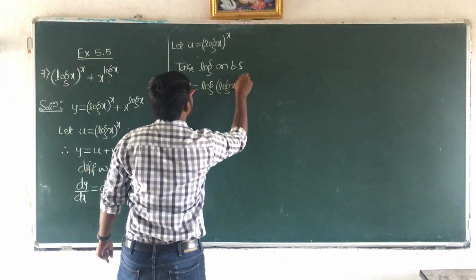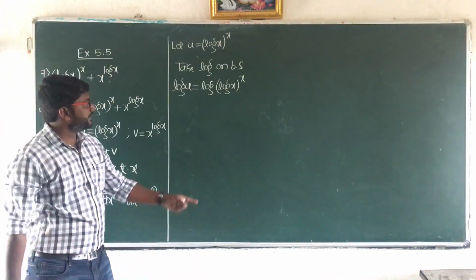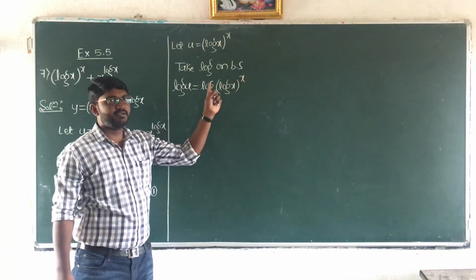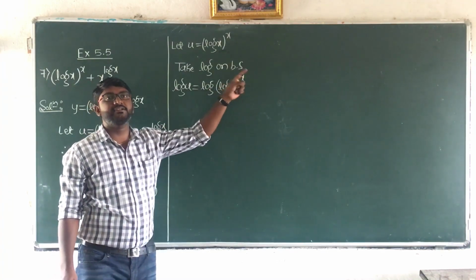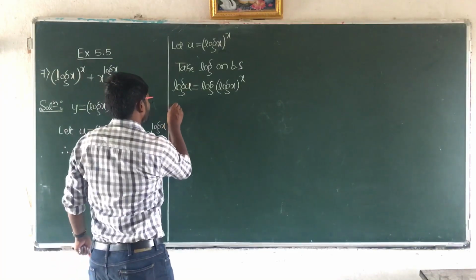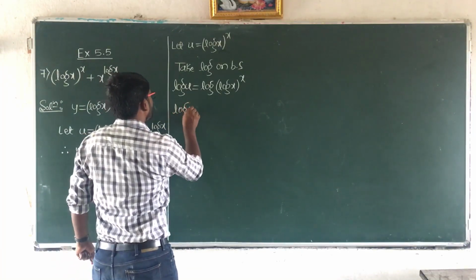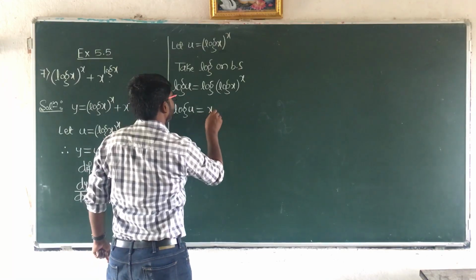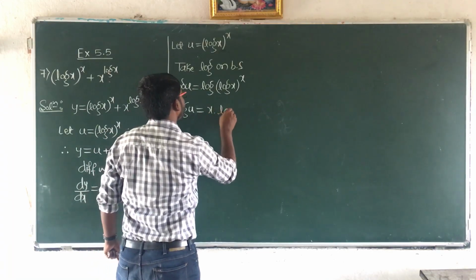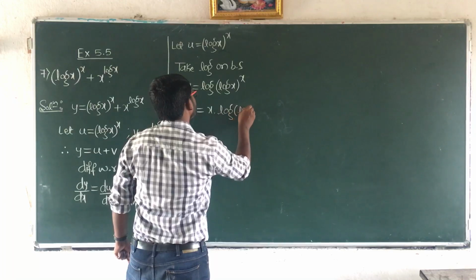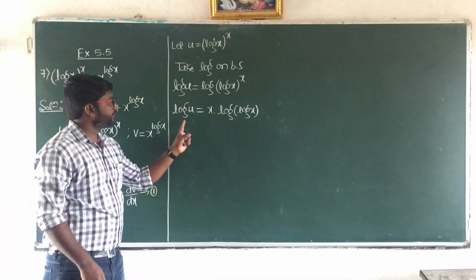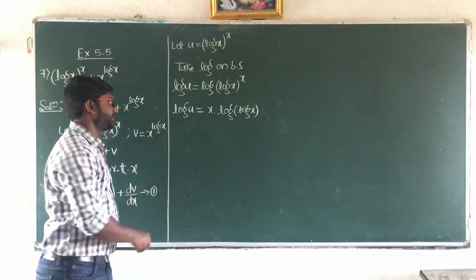Now see here, it is in the form log of a to the power n. What is log a^n? It is n times log a. So log u is equal to, now this comes in the beginning, x times log of log x. Now we have to differentiate both the sides with respect to x.